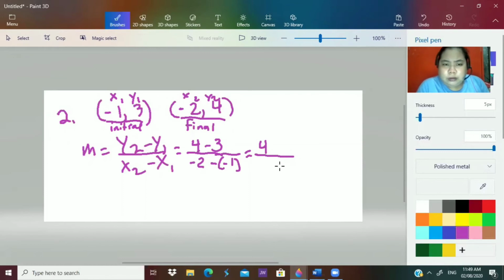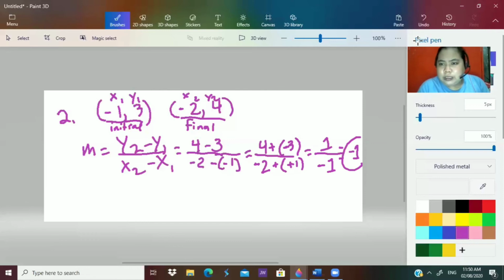So, on the numerator, your subtrahend is 3, positive 3. So, you're going to make it negative, then proceed sa addition. Here in denominator, you have negative 2. From negative 1, you make it positive 1. Then proceed to addition. So you have now 4 plus negative 3, that would be 1. Negative 2 plus positive 1, that would be negative 1. So that would be negative 1 over negative 1. So this would be negative 1. Okay, so the answer is negative 1.